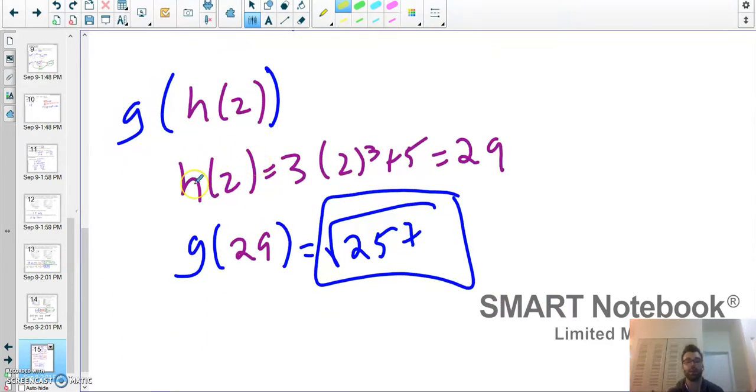g of h of 2, I went ahead and did. Inside out, h of 2 gives me 3 times, you plug in 2 for x, you should get 29. Plug 29 into g, and you get the square root of 257. And that's it for the composition of functions.